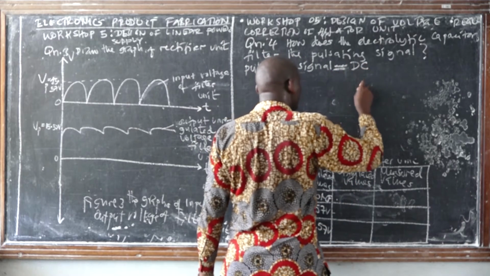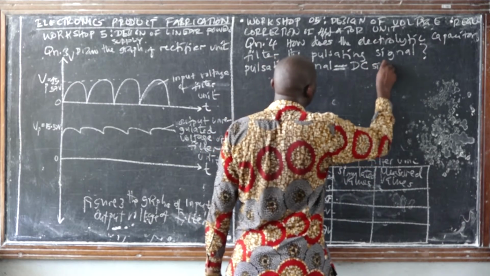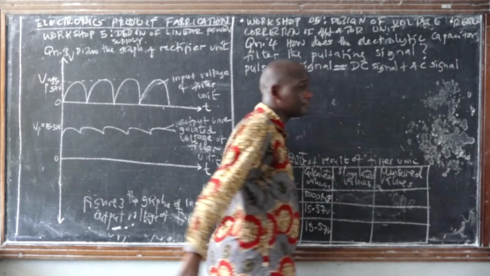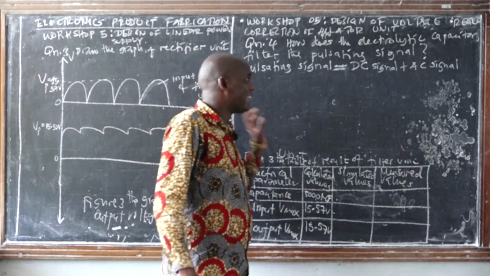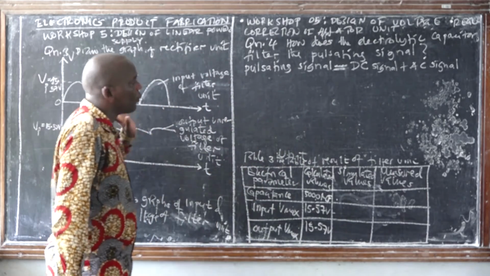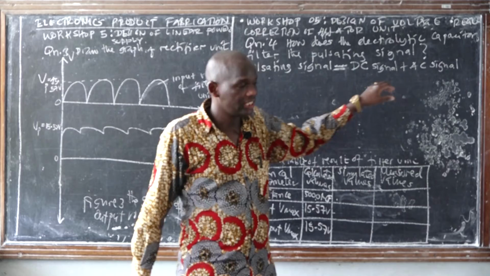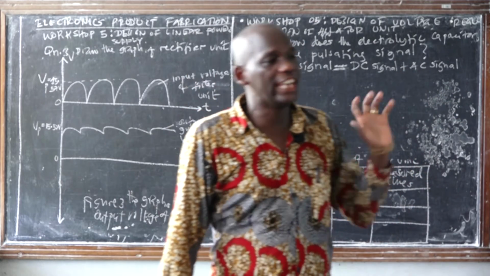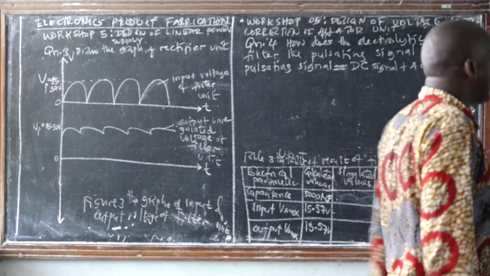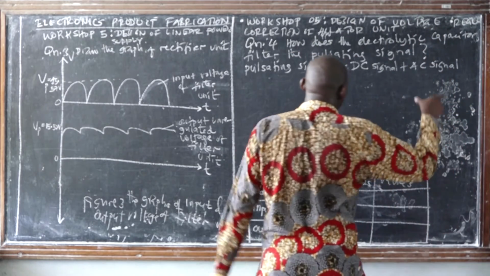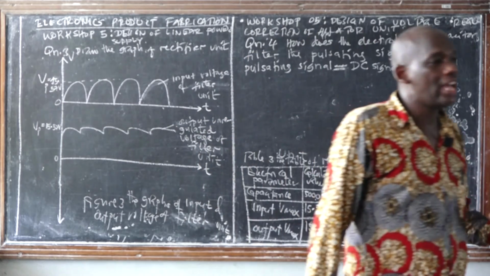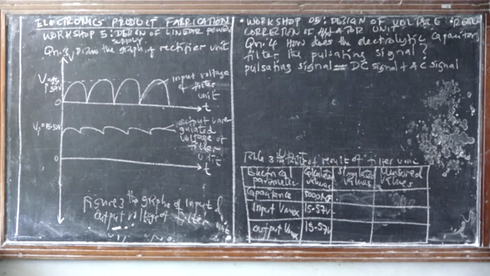So a pulsating signal is simply the combination of the DC signal plus the AC signal. When we have the output from the rectifier unit, we have the combination of DC signal and AC signal. Then we feed the DC signal and the AC signal into the capacitor. So the question is, how does the capacitor draw out the AC signal and leave the DC signal? Because from there you might get the answer to how come the input voltage to the filter unit is the same as the output voltage of the filter unit.